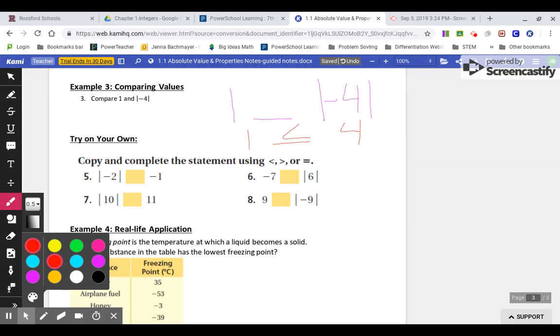Okay, we have 4 more to try on your own. So you're going to use the greater than, less than, or equal to sign to fill them in. I highly suggest you change the absolute value number first before writing your symbol.